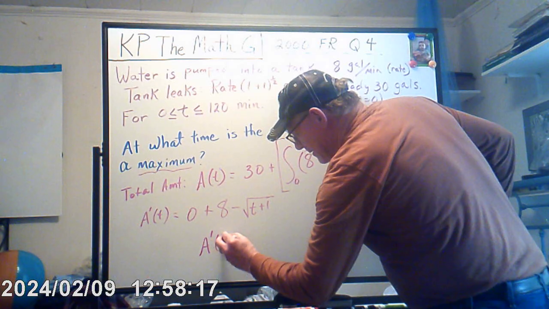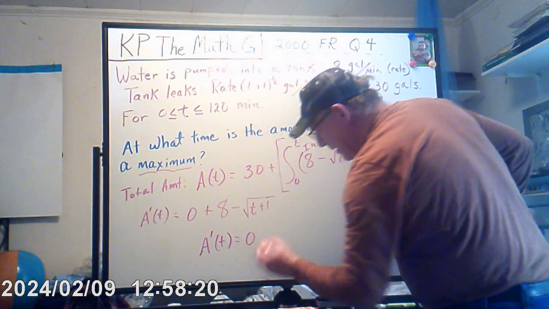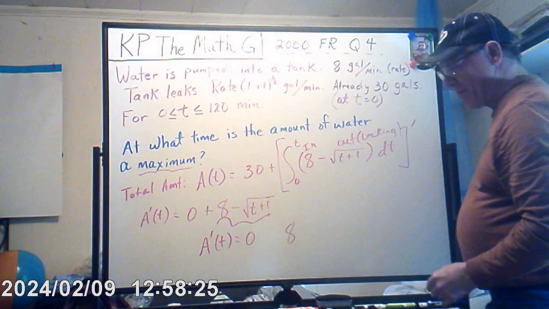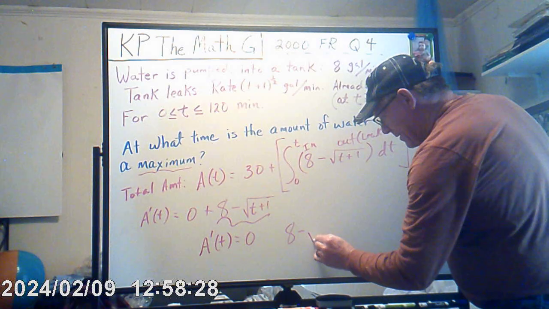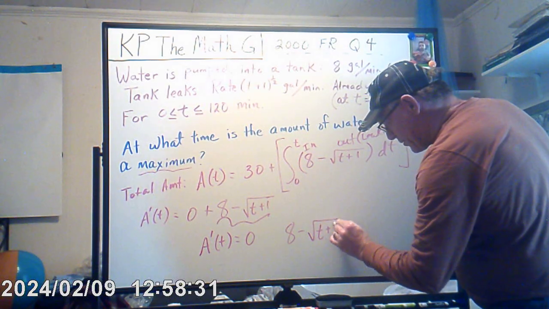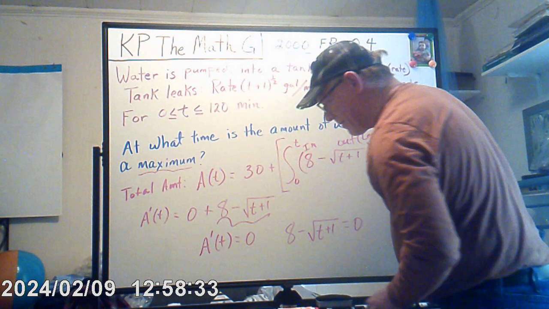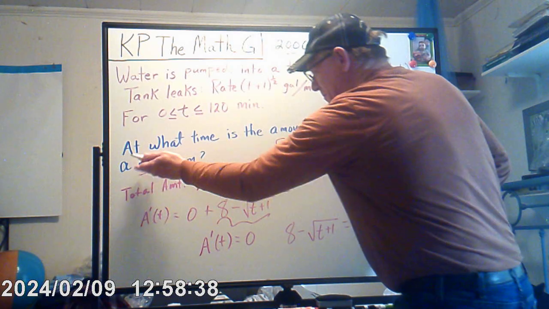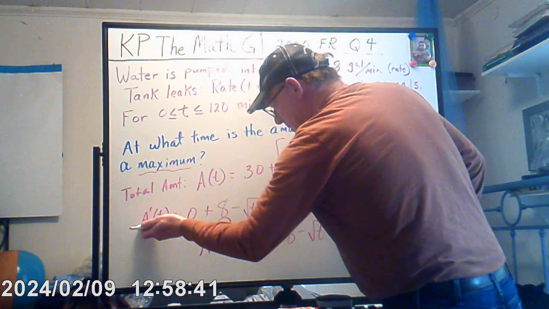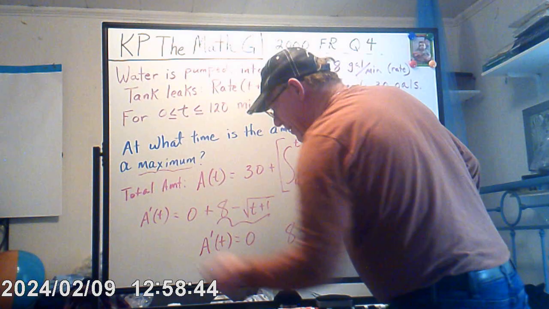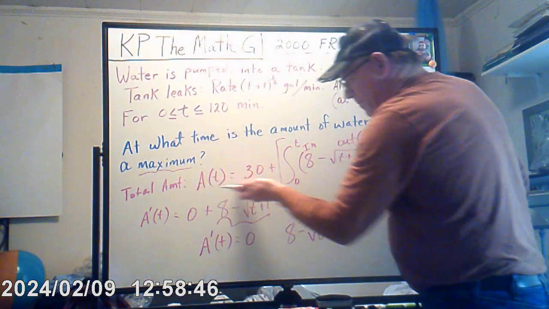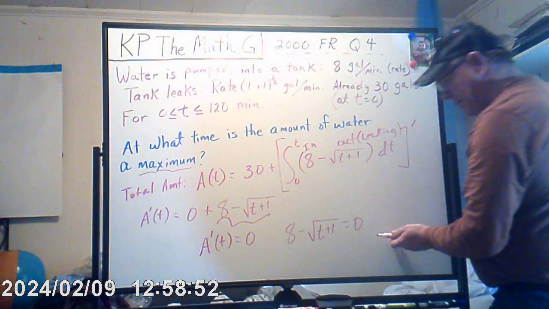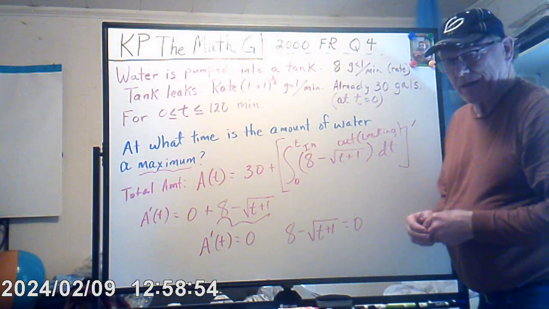A prime at t is equal to 0, which, by the way, this is A prime at t. So 8 minus the square root of t plus 1 is equal to 0. That's what you're doing. When you're looking for a maximum or a minimum, you take that derivative. If you already know what the amount is, you take the derivative of that amount. Now that rate is equal to 0.